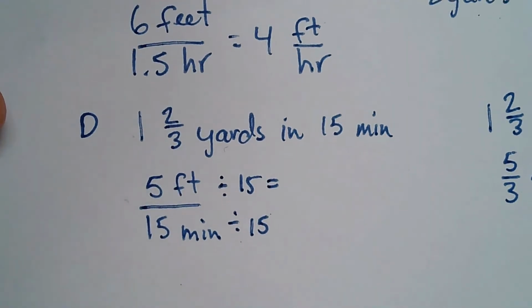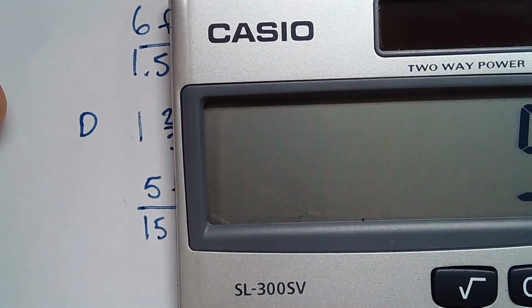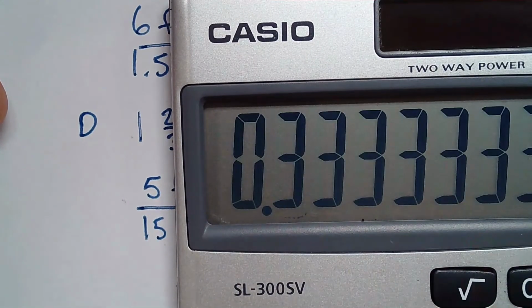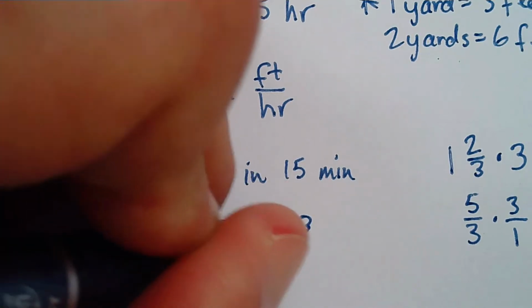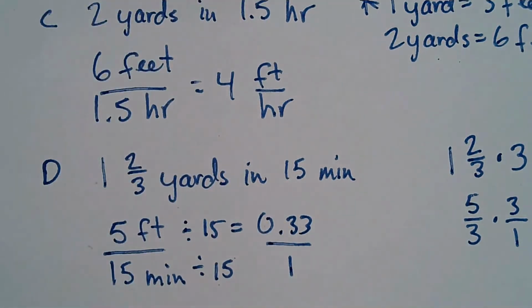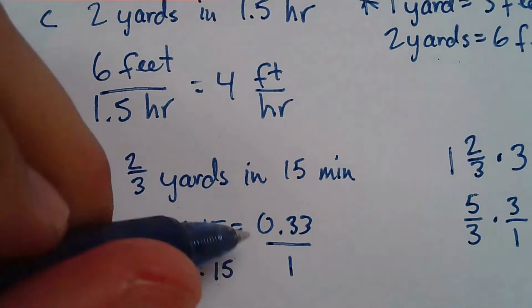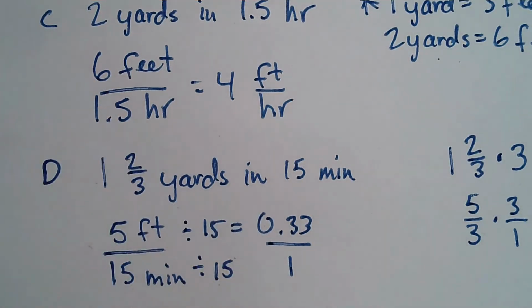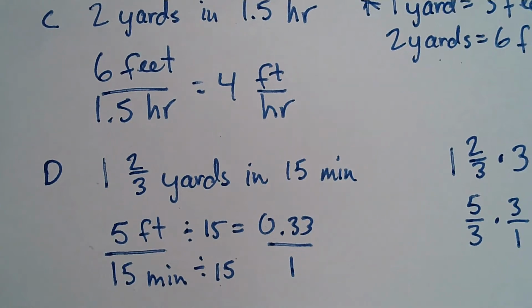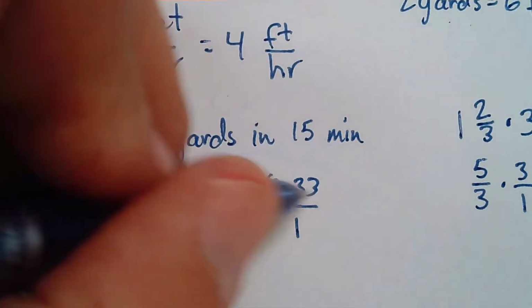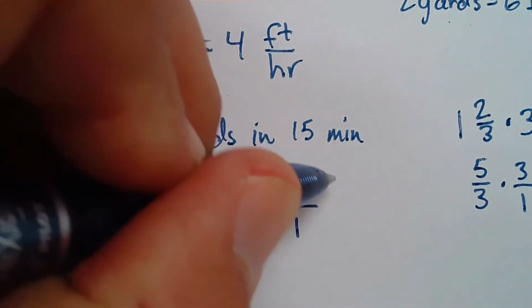5 divided by 15, you can use this here. 5 divided by 15 is 0.3. I'll go 0.33, 0.33 over 1. And so that's in 1 minute right there, but we want 15 minutes. I pause for a moment because, I'm sorry, no, we want it for 1 hour. Okay, so this is 0.33 feet in 1 minute.